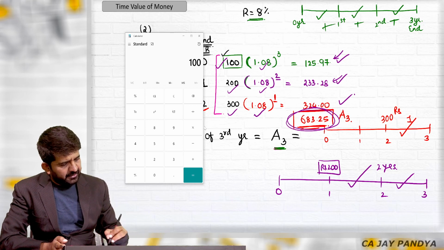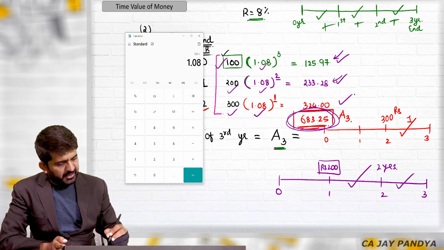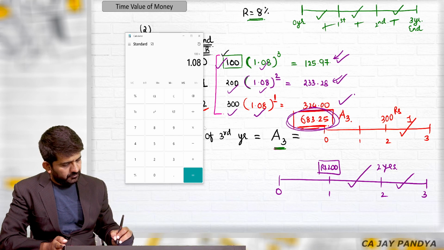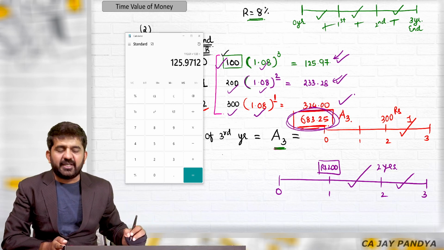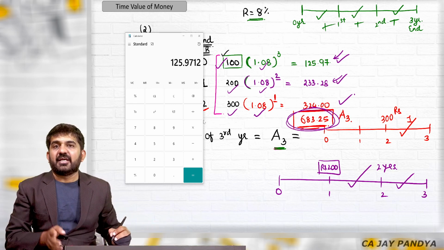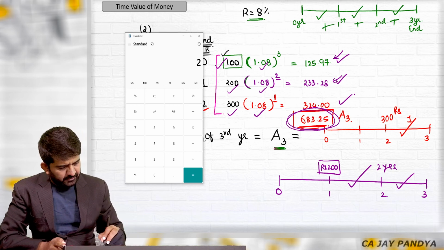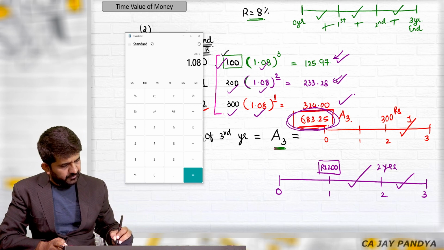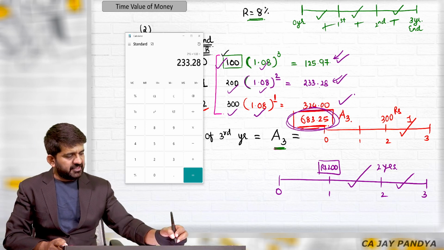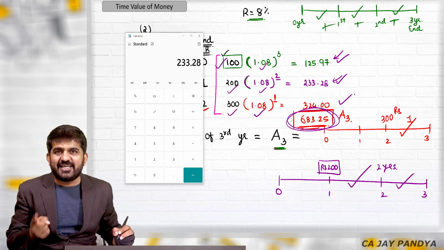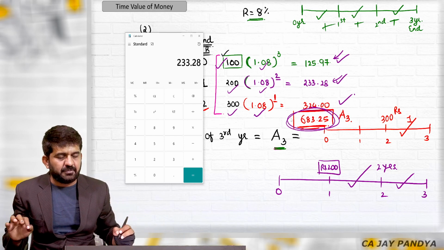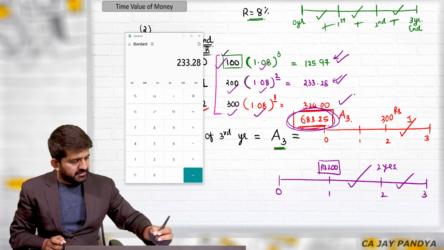It is 100 into 1.08 is equal to. This is 125.97. You can put it in memory, M plus. Again, 200 into 1.08 is equal to. It is the same, 233.28. Again, you can put it in memory. Don't press AC in between. Don't press any other figures in between. You can just press M plus.